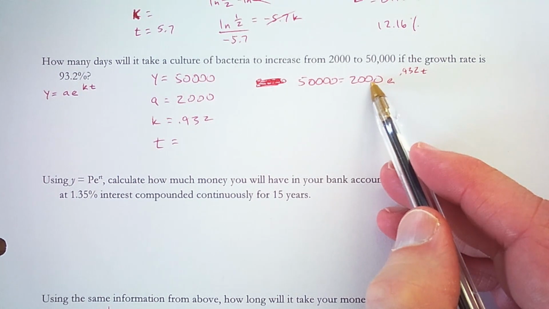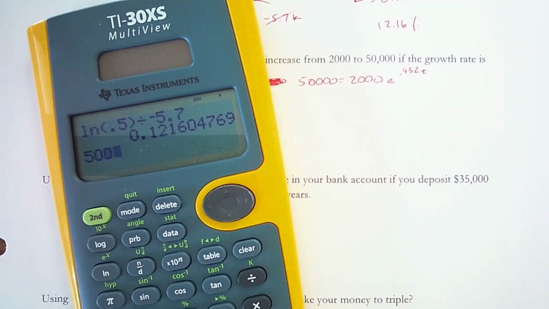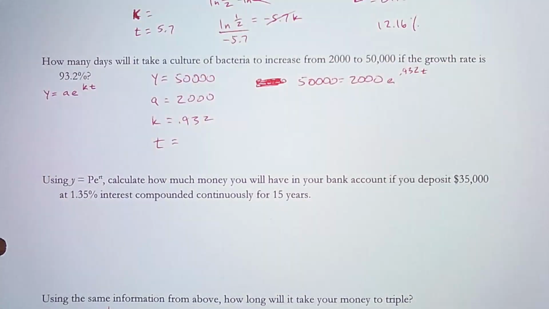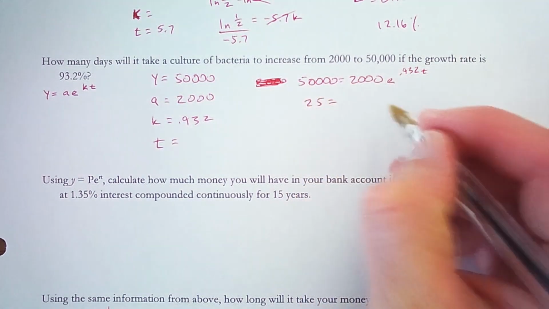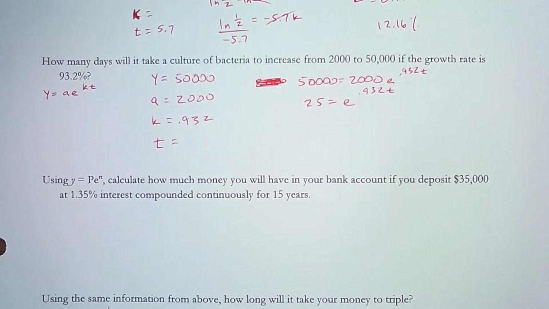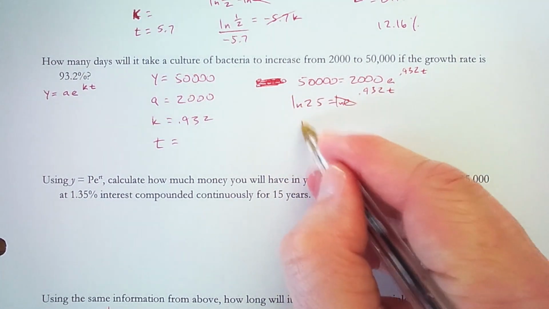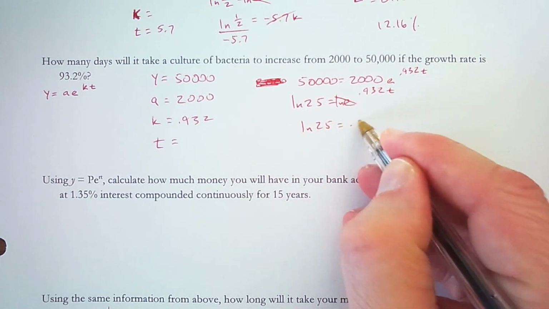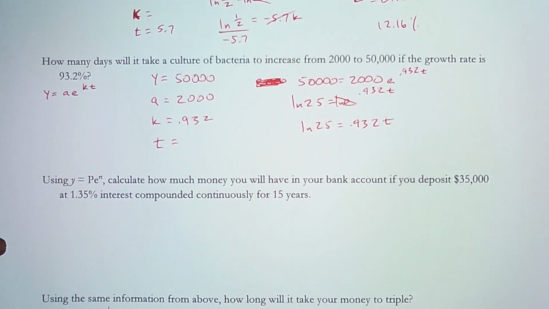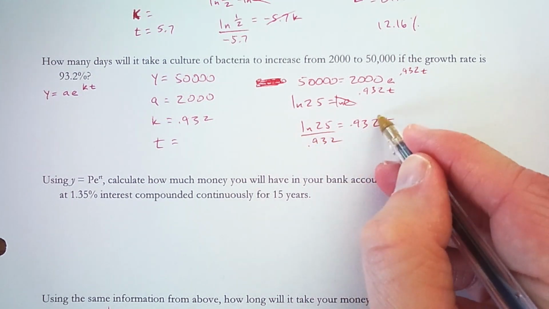So if we divide by 2,000, 50,000 divided by 2,000, we've got 25. So 25 equals e to the 0.932t power. To cancel out that e, we can do natural log on both sides. So we have natural log 25 equals 0.932t. And then to get t by itself, we can divide by 0.932.